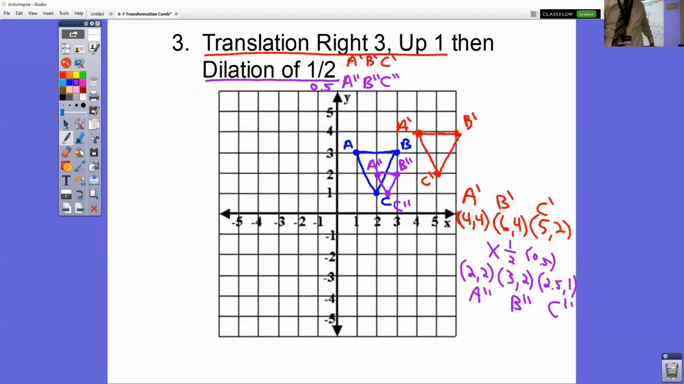Again, the single biggest thing to remember is that your double prime picture, the purple ones here, are based off of the single prime, not based off the original one. It's based off the single prime.